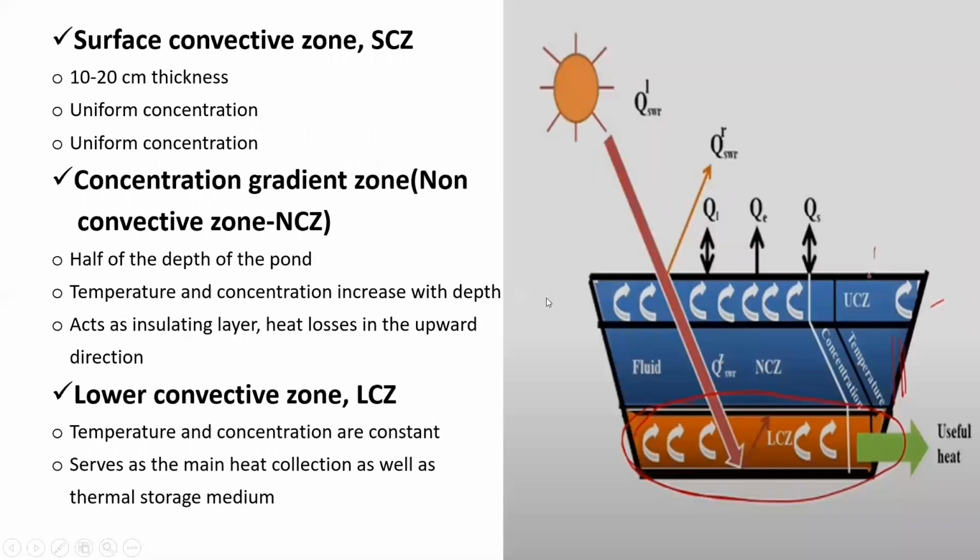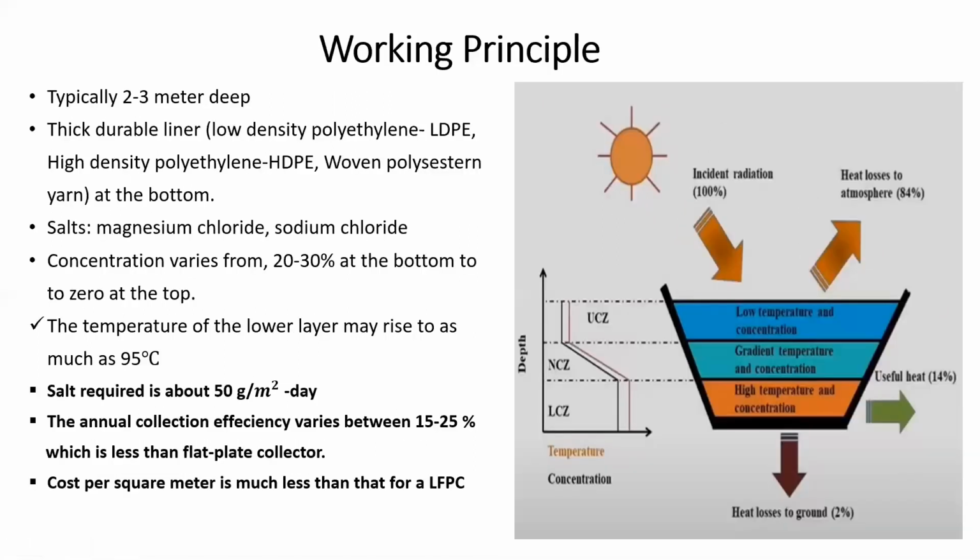These data are plotted briefly in this diagram, depth versus temperature. We can see that when we go from the upper convective zone to the non-convective zone, the temperature is almost constant. But in the non-convective zone, the temperature is varying and increasing. When we reach the lower convective zone, the temperature again remains constant.